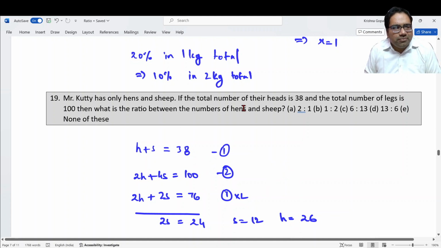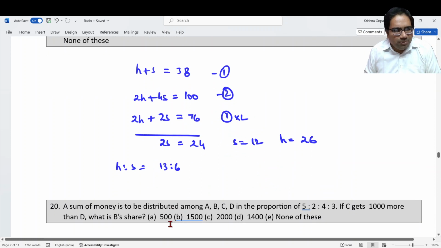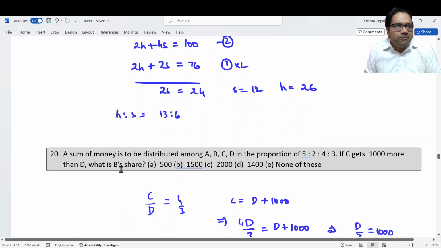Right. What is the ratio between the number of hens and sheep? 26 is to 12, 26 by 12, which is equal to 13 by 6. Right. This is an easy problem. Next. A sum of money is to be distributed among A, B, C, D in the proportion 5 is to 2 is to 4 is to 3. If C gets 1000 more than D, what is B's share?